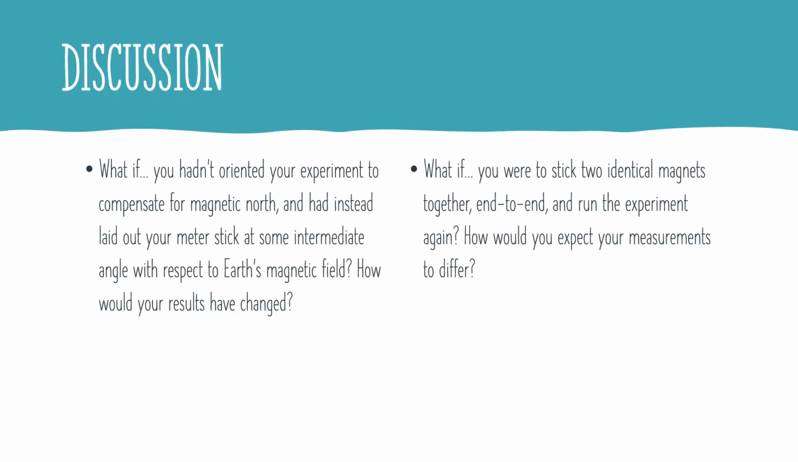Discussion. What if I hadn't oriented my experiment to compensate for the magnetic north and had instead laid out a meter stick at an intermediate angle with respect to Earth's magnetic field? My results would have been less accurate because the Earth would have skewed a lot of my data. I would have had to account for the Earth in some other way.